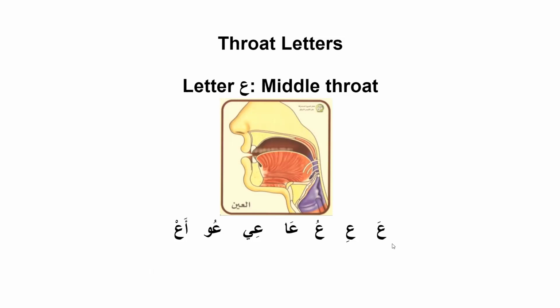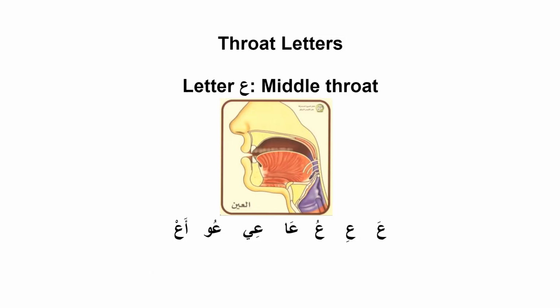As we are saying these letters, put a hand to your throat: Ah. You should feel movement in the throat. You should feel a little bit of strangulation sound coming from the middle of the throat. Put your hand there and you should feel that. Ah, ri, ru. So again, this Ain is coming from the middle of the throat.